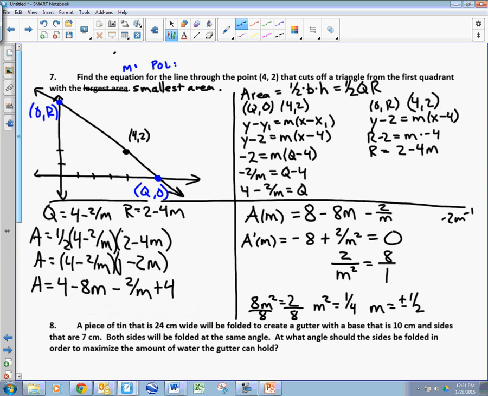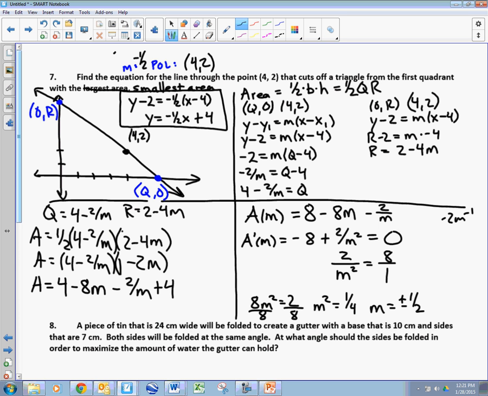So therefore, I have my point on my line, (4, 2). And I have my slope, negative 1/2. Write the equation for the line. Y minus 2 equals negative 1/2 times x minus 4. Negative 1/2 x. Negative 1/2 times negative 4 is 2. Add 2, I get point slope form and slope intercept form.